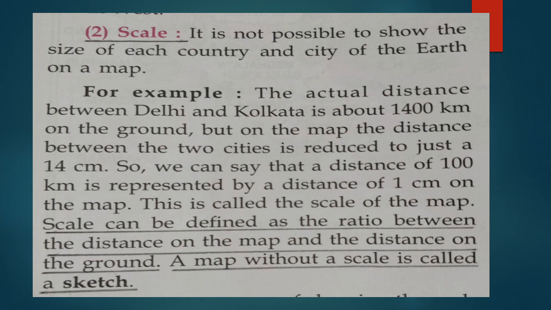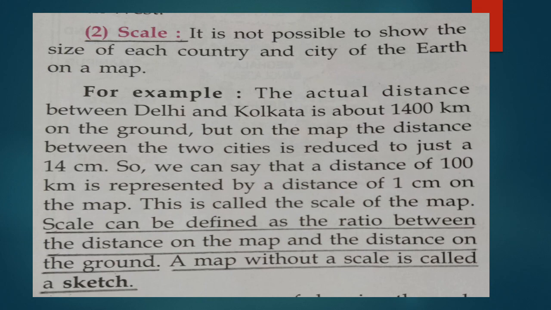And will we make it smaller in any proportion? No, it is in proportion to the actual length or actual distance. So we will take one example and then you will be able to understand. The actual distance between Delhi and Kolkata is about 1400 kilometers on the ground, and on the map the distance between the two cities is reduced to just 14 centimeters. So we can say that a distance of 100 kilometers represents a distance of 1 centimeter on the map.